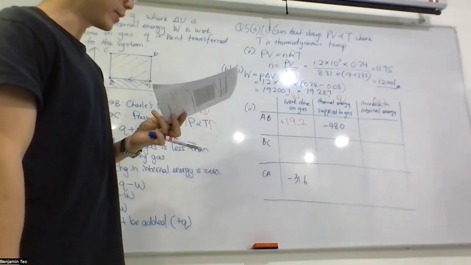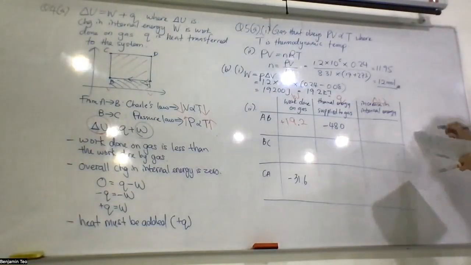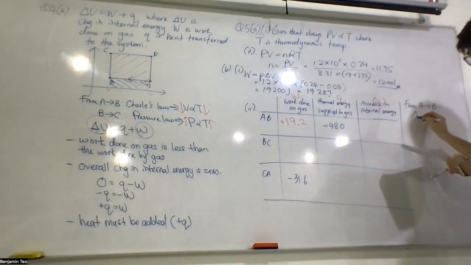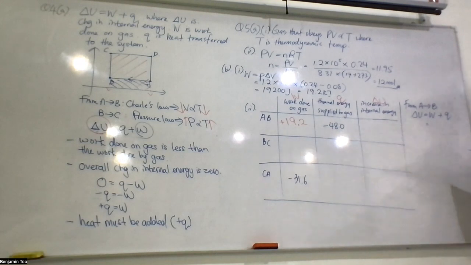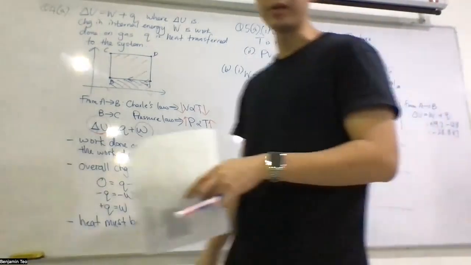So you can easily get the increase in the internal energy. Just do your calculation. From A to B, delta U is W plus Q. When you calculate, make sure you include the sign. So this is plus 19.2 minus 48, which gives you minus 28.8 kilojoule.